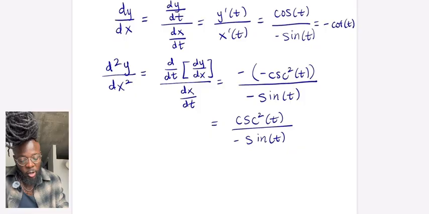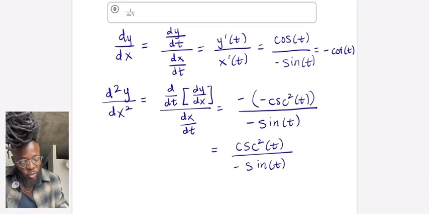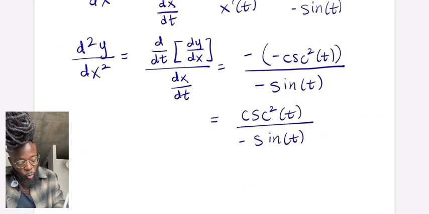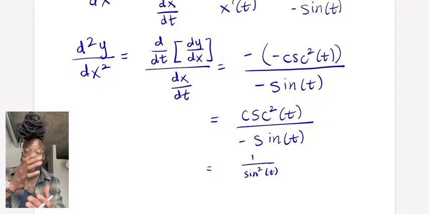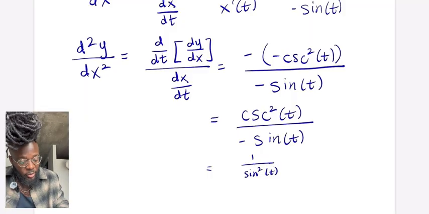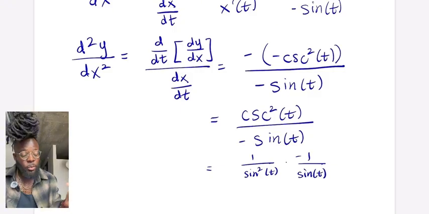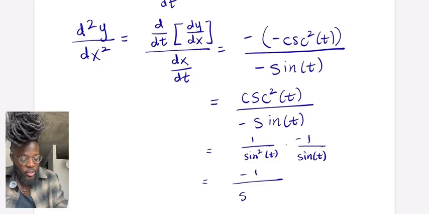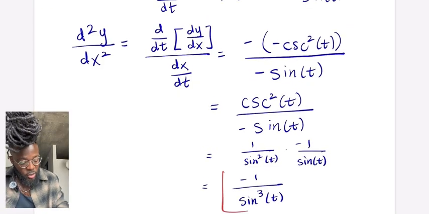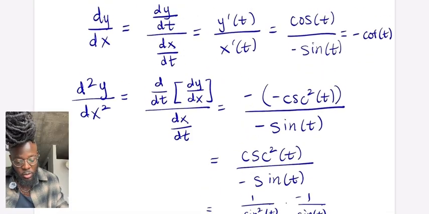And then I'm going to go ahead and write this all in terms of sine, since the answer choices have it all in terms of sine. So cosecant squared is the same thing as 1 over sine squared of t. And then dividing by sine of t is the same thing as multiplying by the reciprocal, so this is going to be times negative 1 over sine t. And multiplying across, we get negative 1 over sine cubed of t, which hopefully is an answer choice. I think it is. Yeah, choice C.